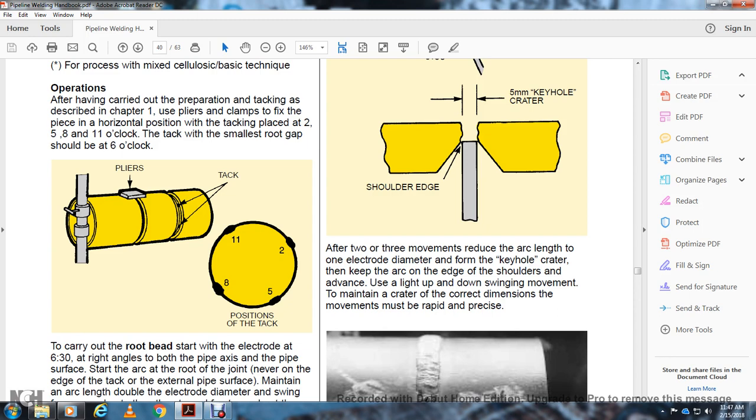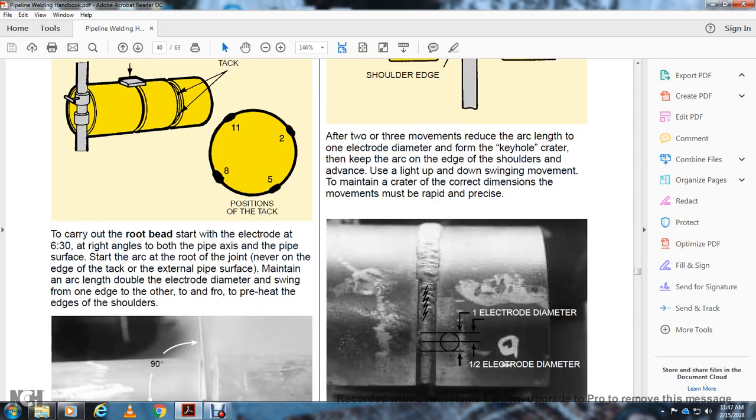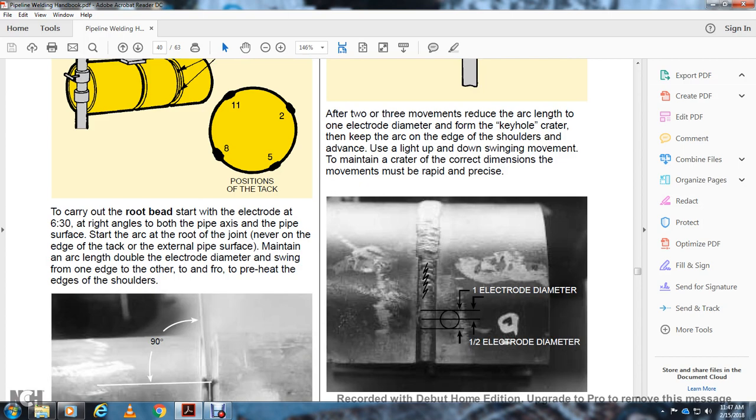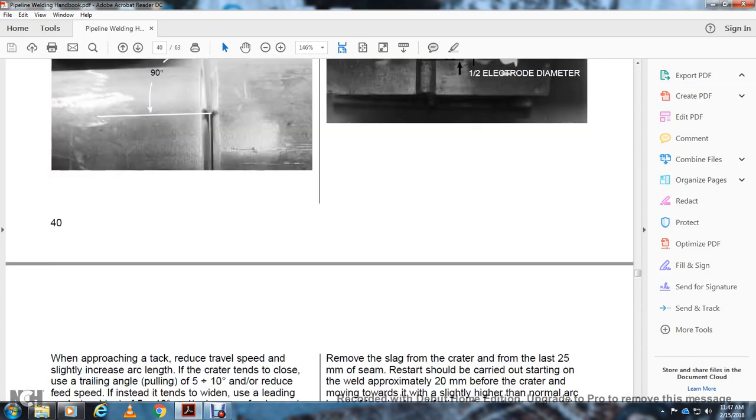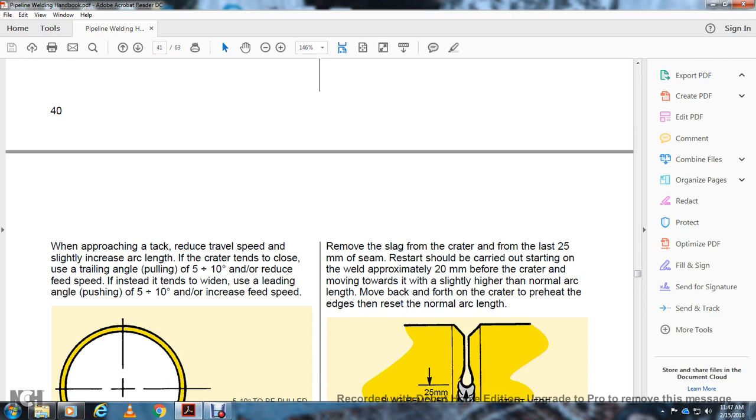Advantage with the light up and down swing of the movement to maintain the crater with the correct dimension, with the movement that must be rapid and precise for the electrode diameter of 1 inch and 1/2 electrode diameter. When approaching the attack, reduce the travel speed with a slightly increased arc length over the crater, with the trailing angle with the pivoting with the 5 to 10 degree angle with the reduced force.